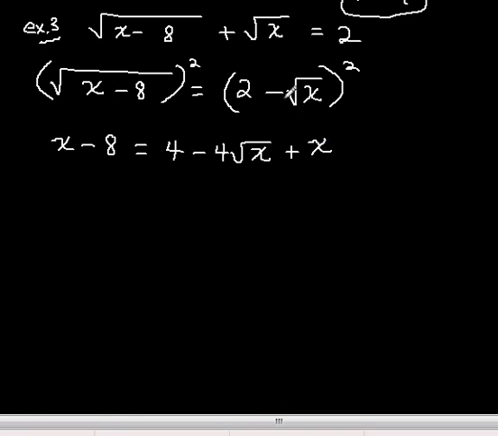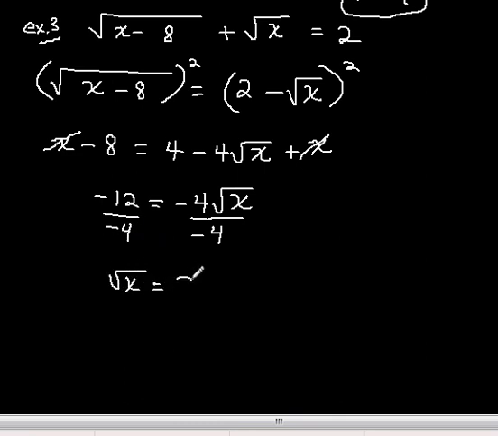So hopefully you get that. You don't say 4 plus x. You can't square each term individually. You have to take the binomial times the binomial. So the x's cross out. It seems to work out every time. Subtract 4 from both sides, so we get negative 12 equals negative 4 square root of x. Divide both sides by negative 4. And we get the square root of x equals 3. And then we're going to square both sides again because now we have our simple radical equation. We're going to square it to get rid of the radical. And we get x equals 9.